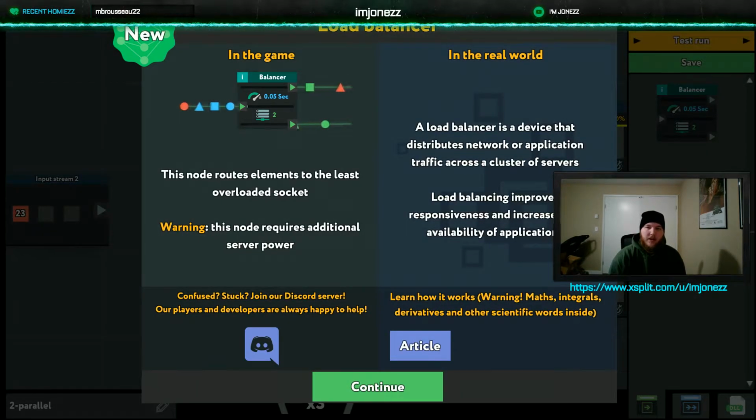So, load balancer. A load balancer in the real world is a device that distributes network or application traffic across a cluster of servers. Load balancing improves responsiveness and increases the availability of applications. But it increases cost as well, because you need two copies of the same distributed system in order to get it across.